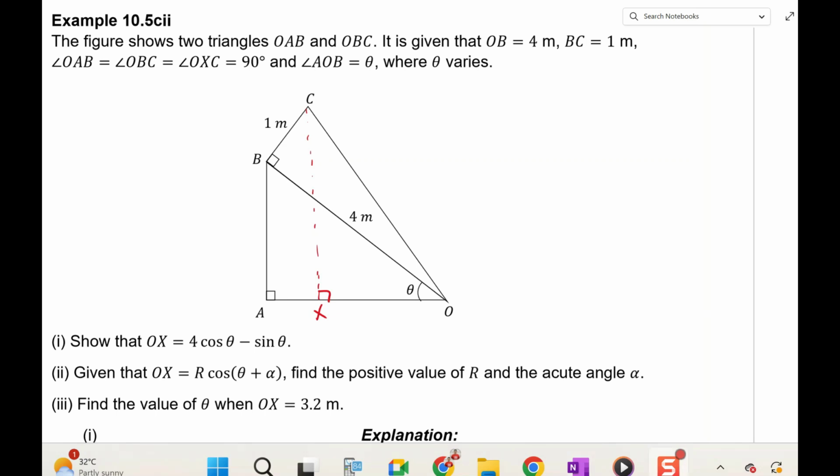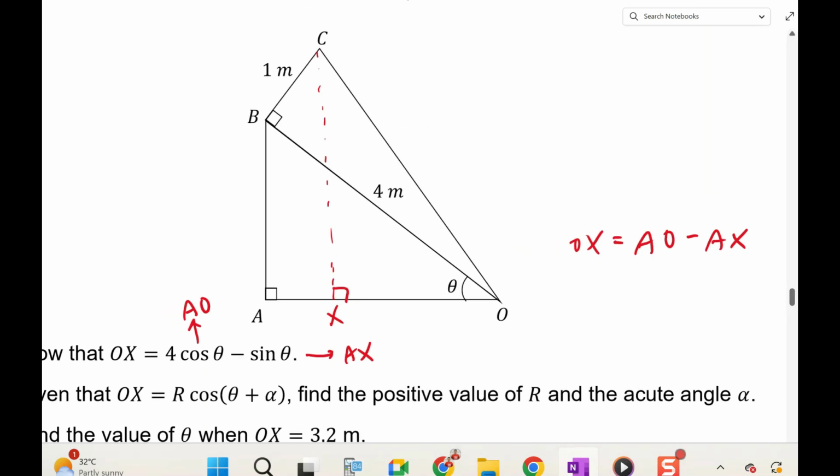So part 1: show that OX equals 4 cosine theta minus sine theta. We can infer from our diagram that OX can also be equal to AO minus AX. Now comparing with the given equation in part 1, we can infer that 4 cosine theta equals AO and sine theta equals AX. So now we just need to show how we get to this point.